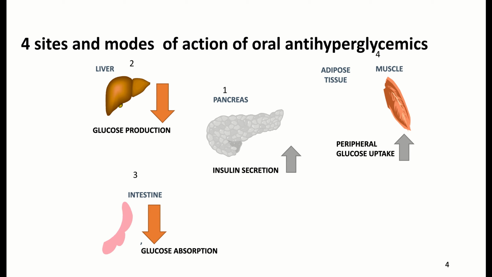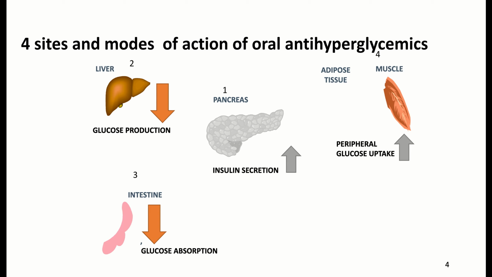Remembering these sources of glucose will help you remember the 4 sites of action of oral antihyperglycemics. And these 4 sites are 1, the pancreas, 2, the liver, 3, the intestine, and 4, the muscles.